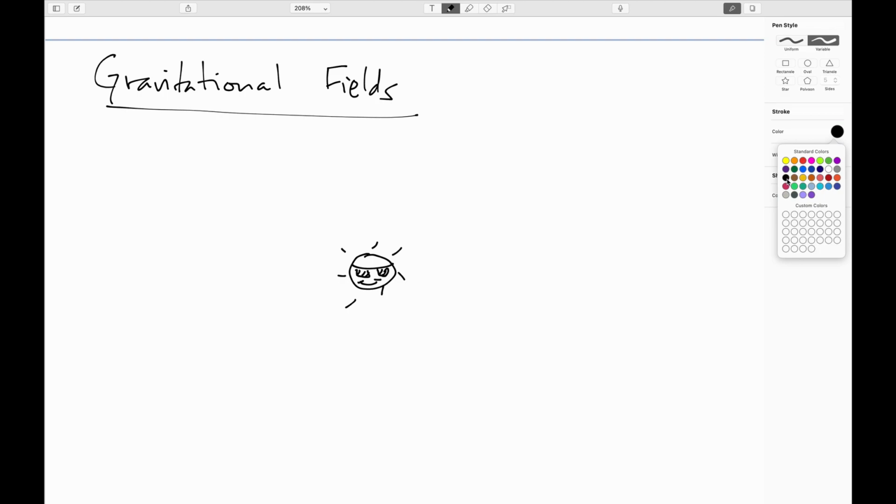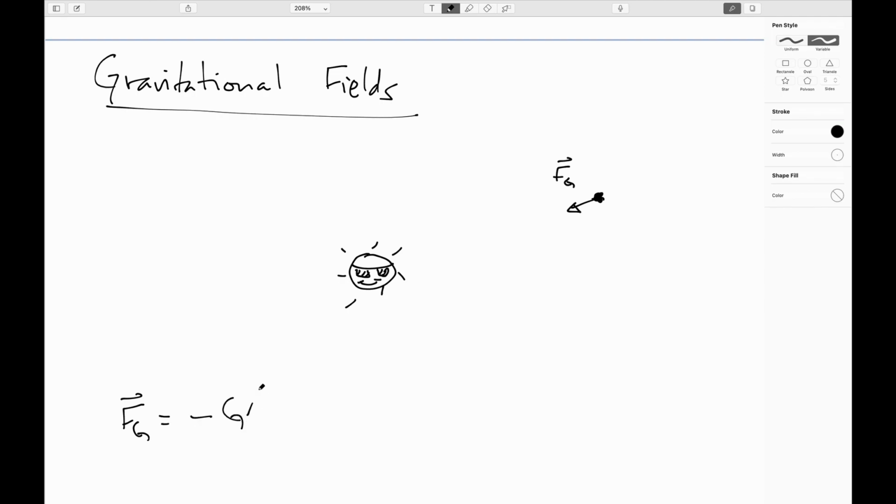We want to come up with some recipe that will tell us, if I put a rock somewhere, like let's say right here, how big will that force be? Well, we're in luck. We've got Newton's law of universal gravitation, which tells us that the gravitational force is equal to minus G times the big mass times the little mass over r squared, where r is the distance between the two, r hat.